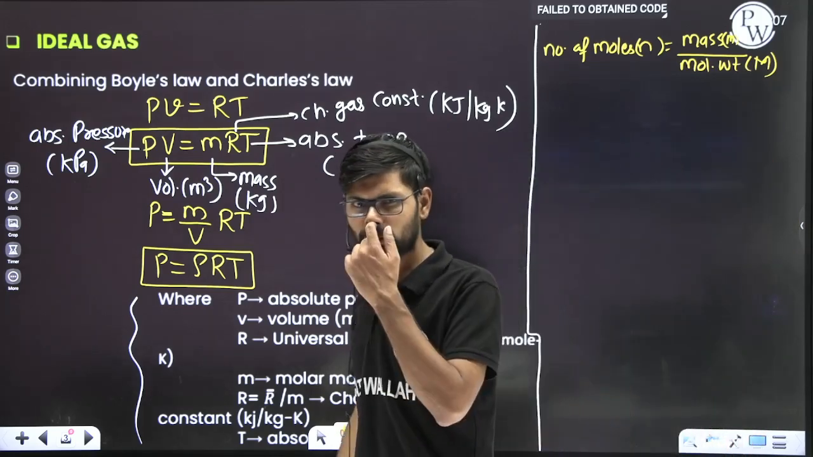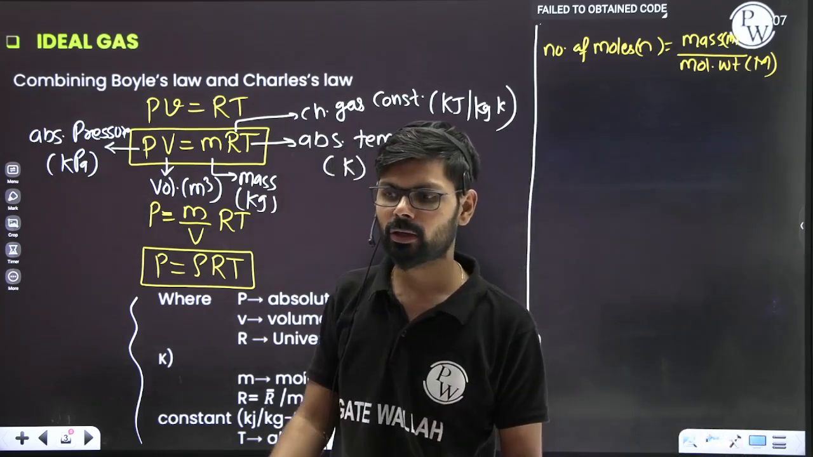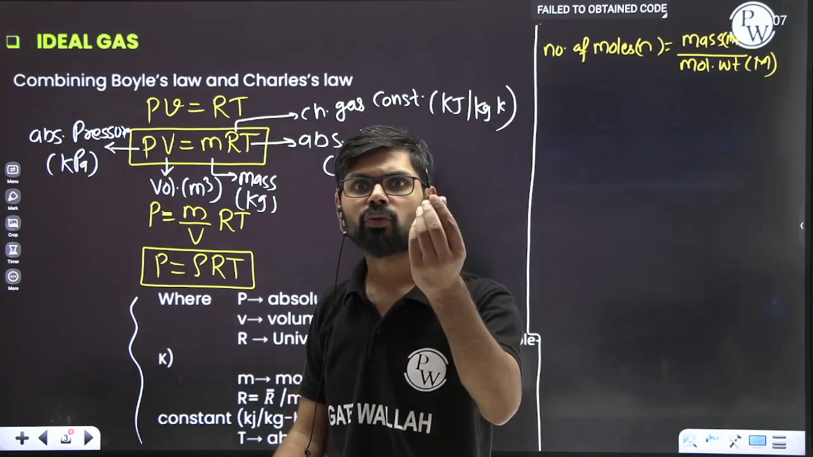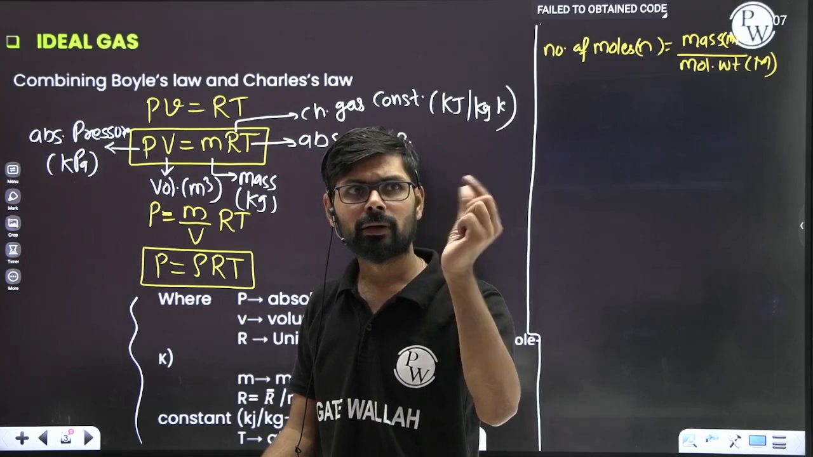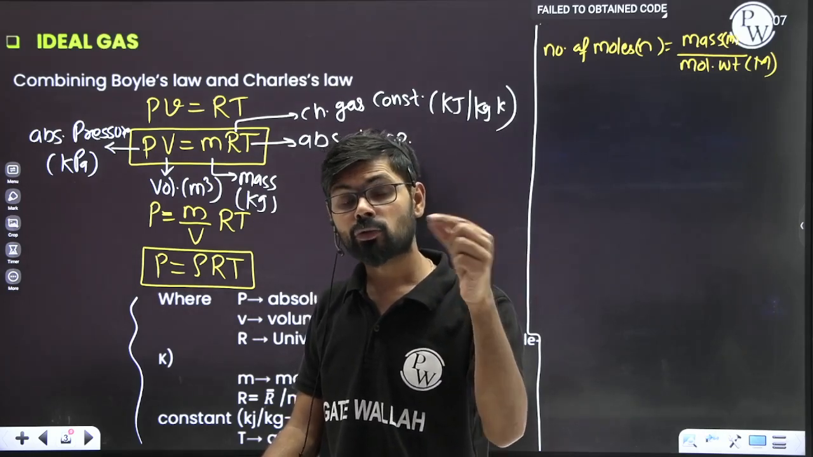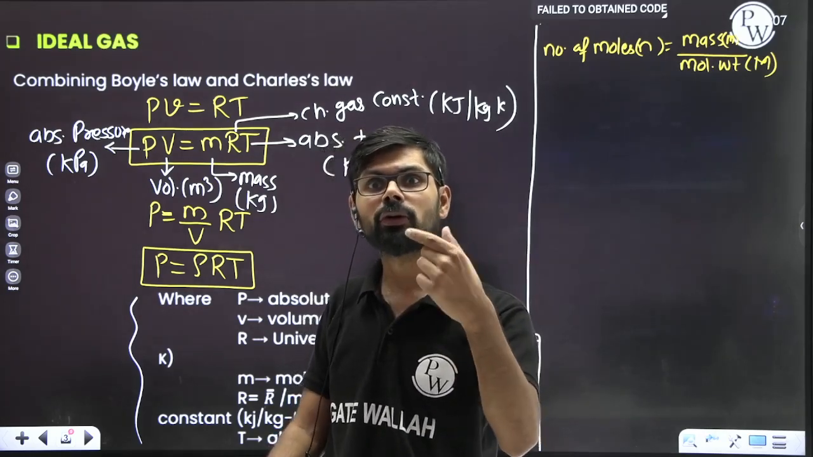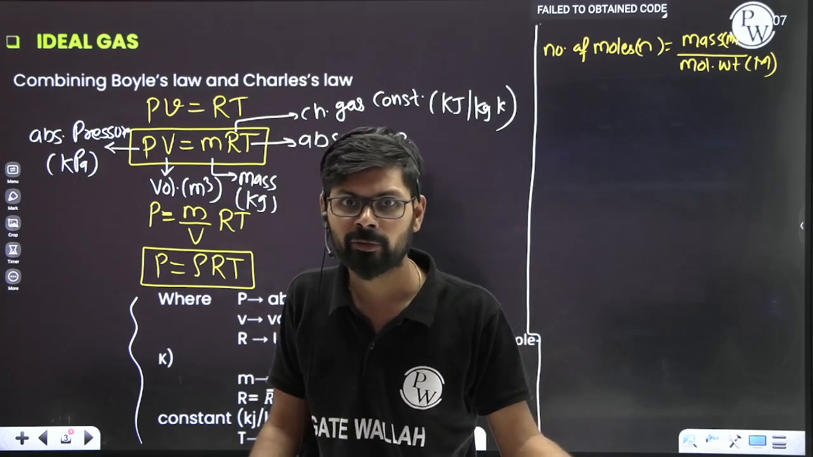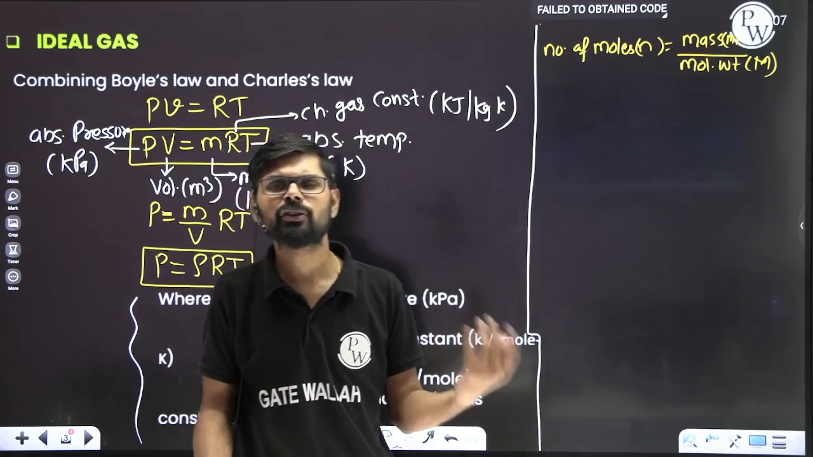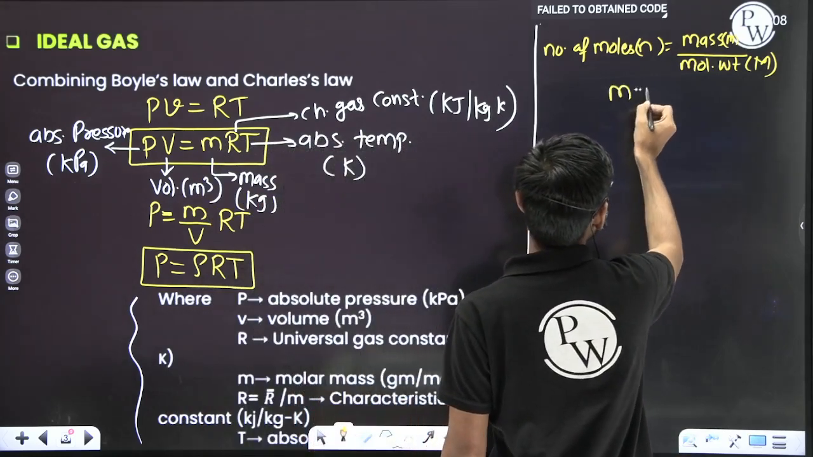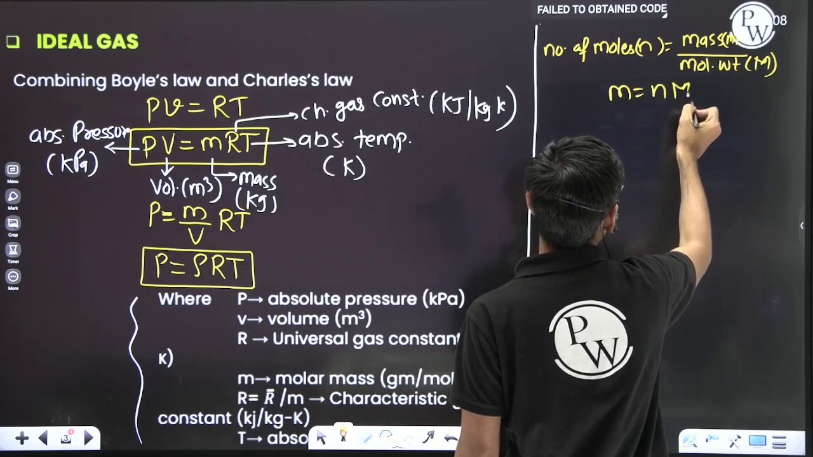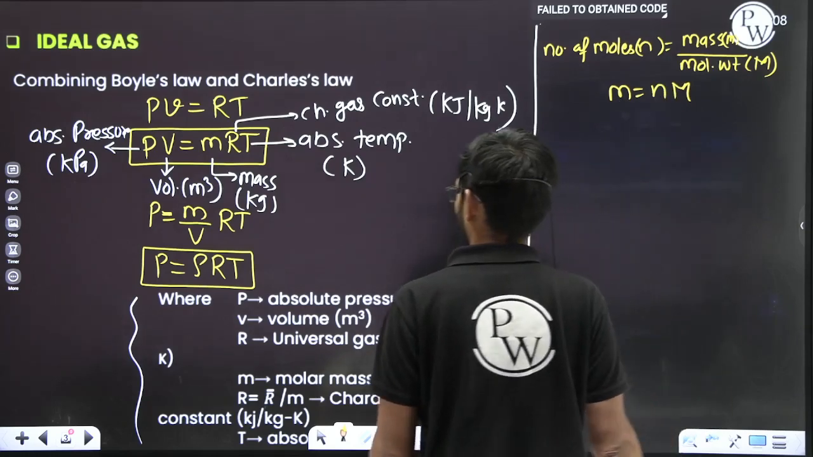Suppose the total mass, whatever mass is there in your room, is equal to the total number of moles into the weight of one mole. So if you multiply that, you will get the total mass. So basically you can write m is equal to n into capital M, right?